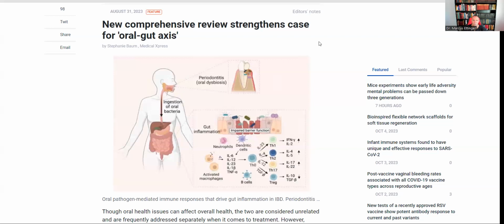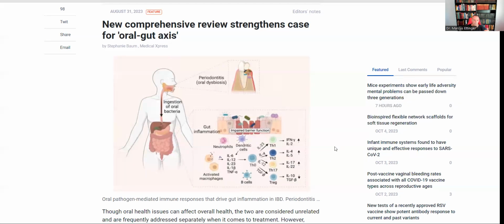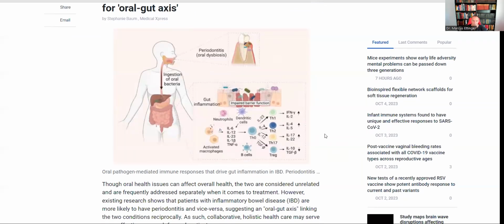New comprehensive review strengthens case for the mouth-gut axis. And this is basically periodontal disease in the mouth microbiome, swallowing it, and then leading to irritable bowel disease, which is like ulcerative colitis, Crohn's disease, things like that. But this diagram right here is a shit show.